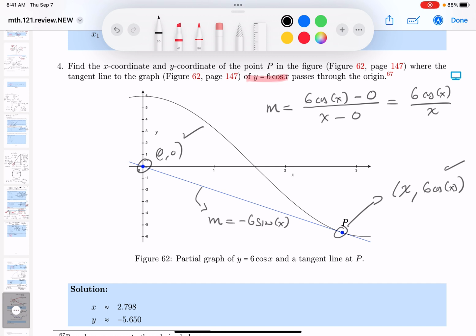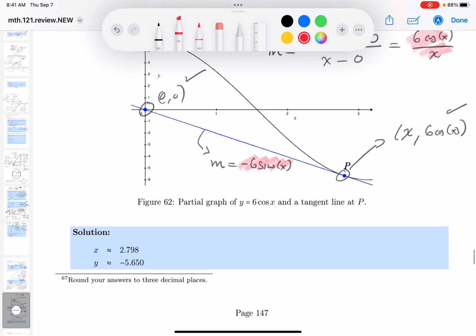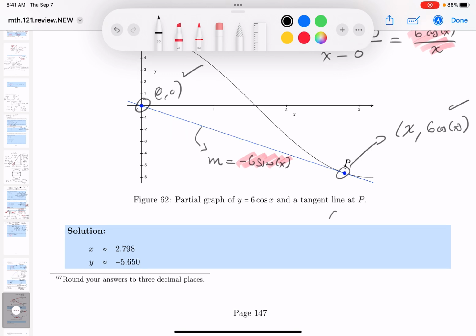Yep, this is tough. All right, so someone says, what does this give us? What I know now is that this thing here is equal to this thing here for some x. So what I want to do is write that down. Let me put that over here. So 6 cosine of x over x is equal to minus 6 sine of x. This is the thing I'm trying to solve for x. I'm looking at the picture, though.